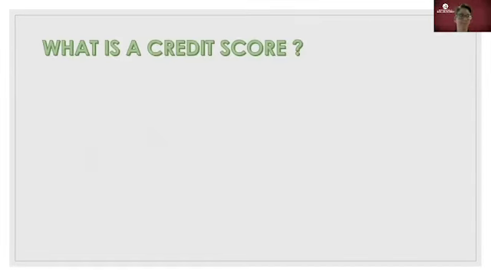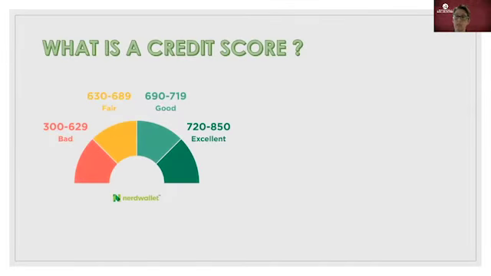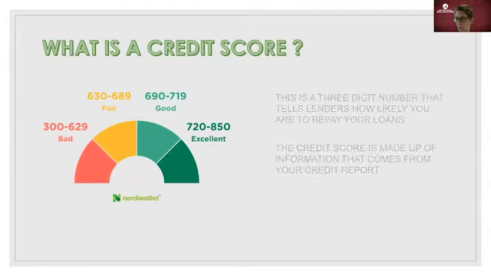What's a credit score? So this is a scale that we have. It goes from 300 to 850. So 300 to 629 is considered bad. 630 to 689 considered fair. 690 to 719 good. 720 to 850 is considered excellent. And you'll find some other scoring models that look a little bit different, but in general, this is fairly straightforward. So this is what that looks like.